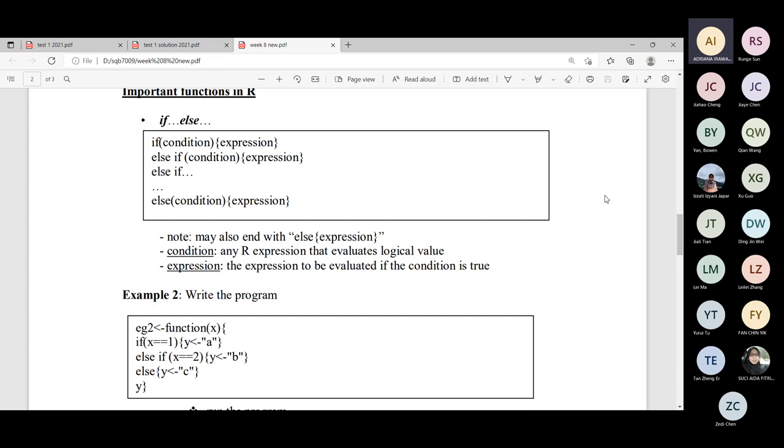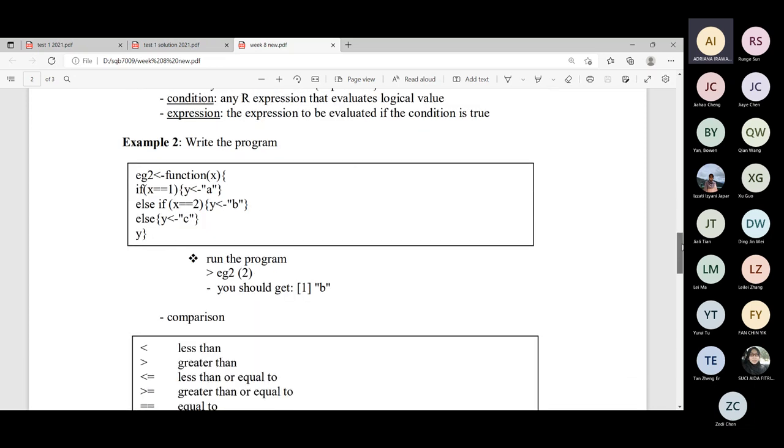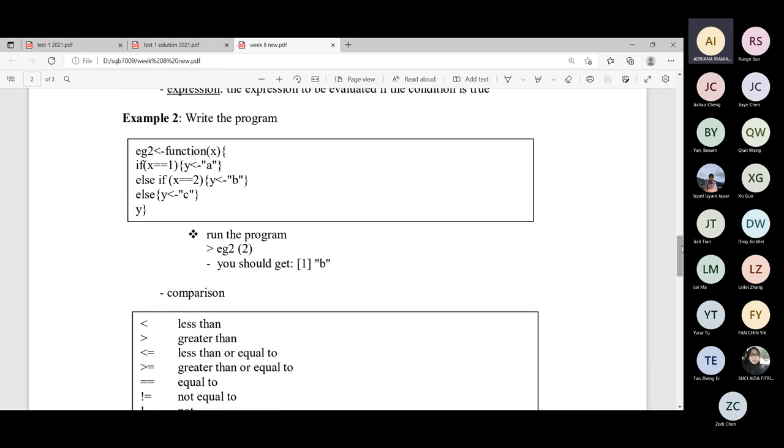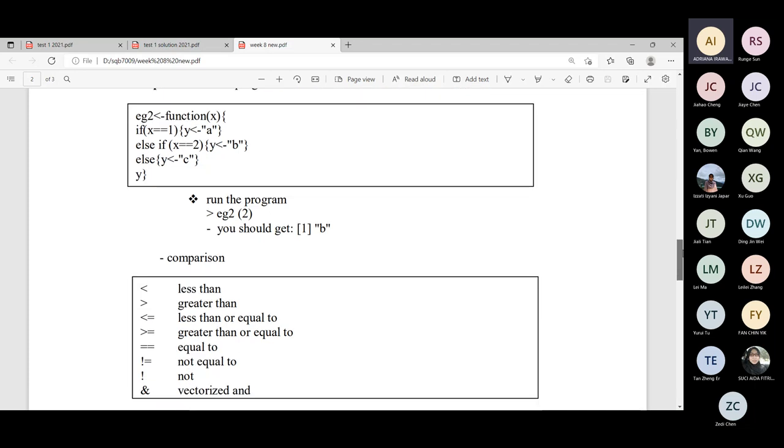For example, if you have the function, if x is equal to 1, and then if x equals 2, or if it's not 1 or 2, then what is y? And if you have a string, usually you have double quotation marks, meaning it's a string. It's not a number, it's a string value. That's why you have "A" and "B" in quotes. So it's a string value.